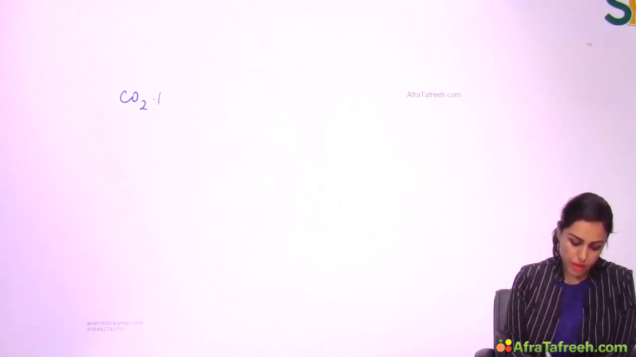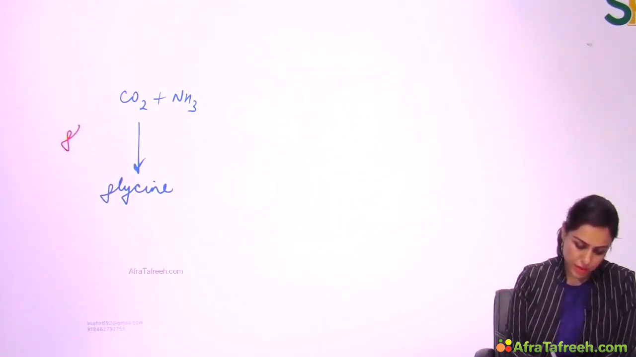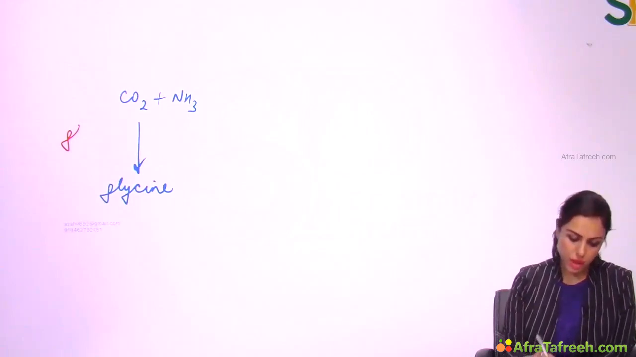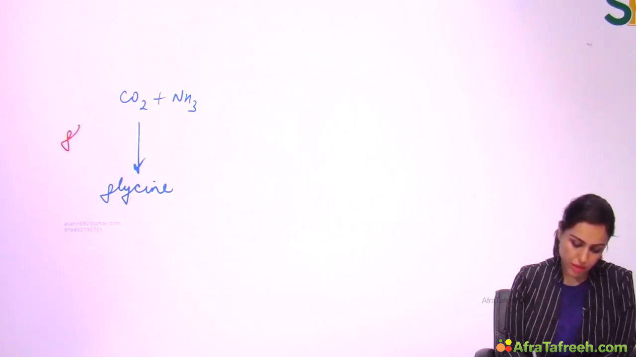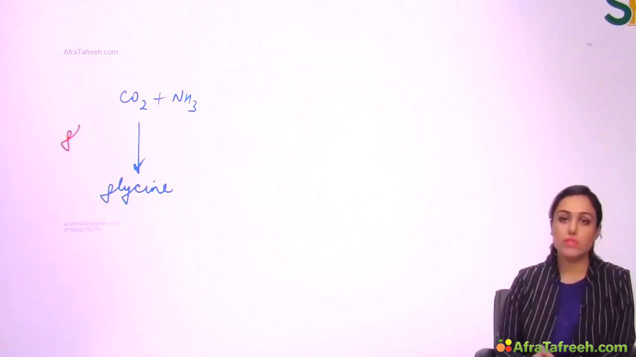So carbon dioxide and ammonia will combine to make glycine. And here the enzyme responsible is glycine synthase. And for this reaction, vitamin B6 and vitamin B9 both are required. And this reaction in the opposite direction is known as the glycine cleavage system. That is, glycine will be cleaved into carbon dioxide and ammonia again, known as glycine cleavage system, right?